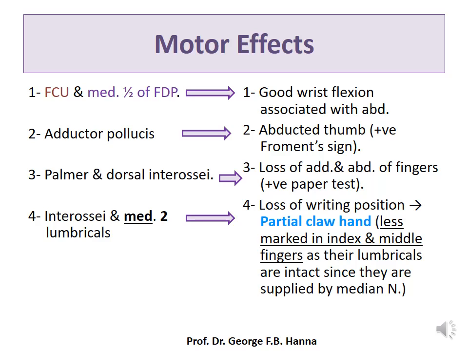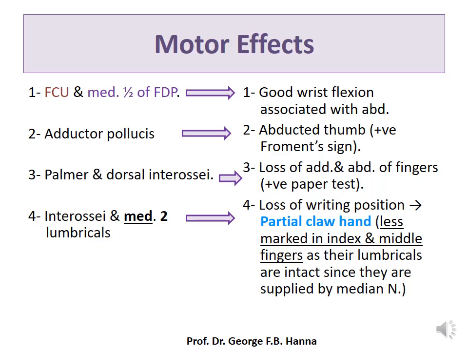Let us go to the 15 muscles out of 20 muscles of the hand which are paralyzed. Let us pick group by group or one by one. Adductor pollicis. This means the thumb will be abducted. So if you give a paper to the patient in order to catch it between the thumb and the index, the patient cannot do adduction.